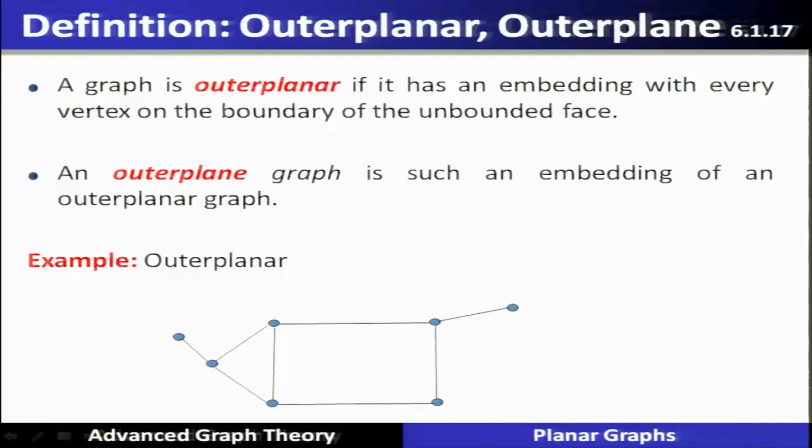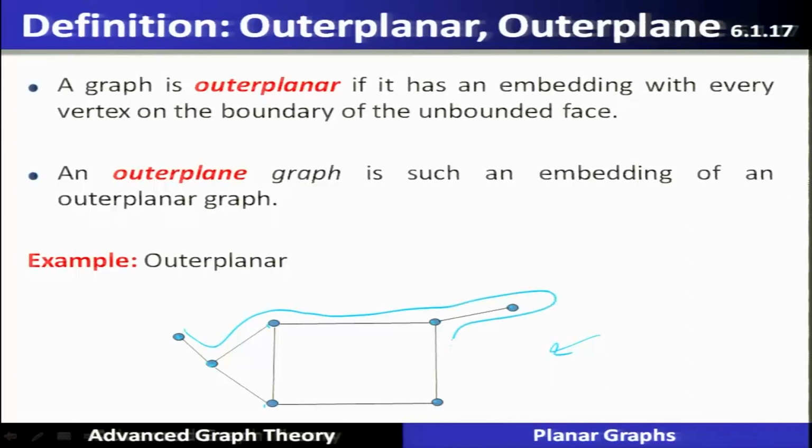Now, we will see the definitions of an outer planar graph and an outer plane graph. A graph is outer planar if it has an embedding with every vertex on the boundary of an unbounded face. An outer plane graph is such an embedding of an outer planar graph. Let us see this particular example. This is a planar embedding. Here we can see that all the vertices are lying on the outer boundary.